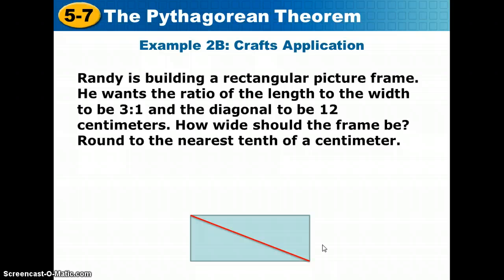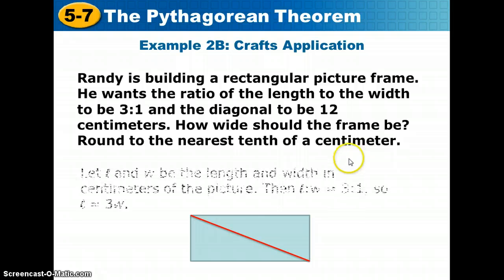He wants the ratio of the length to the width to be 3 to 1. That means he wants the length to be 3 times as long as the width. And he wants the diagonal to be 12 centimeters. So how wide should the frame be? So we're looking for the width of the frame rounded to the nearest tenth of a centimeter.